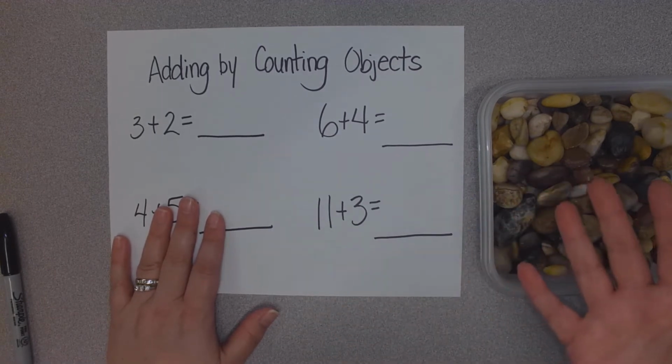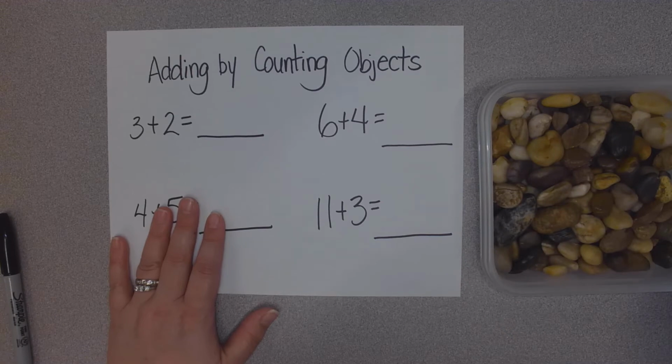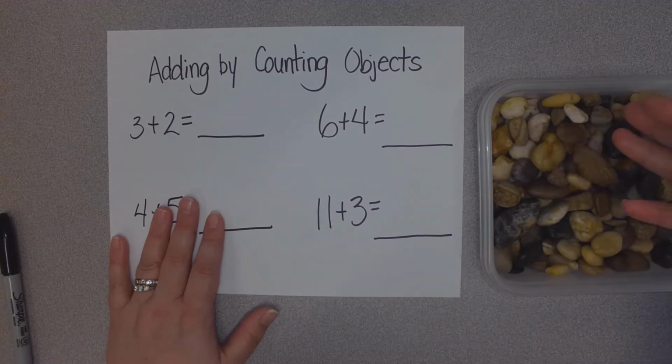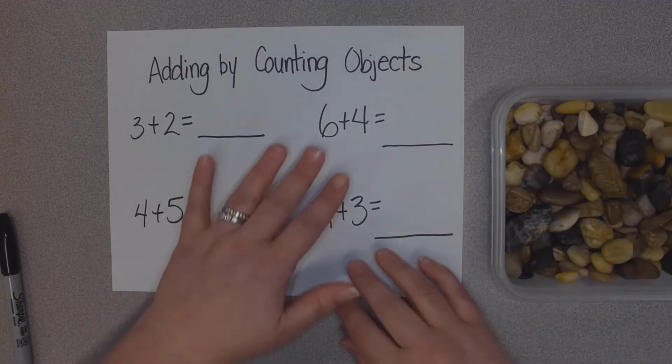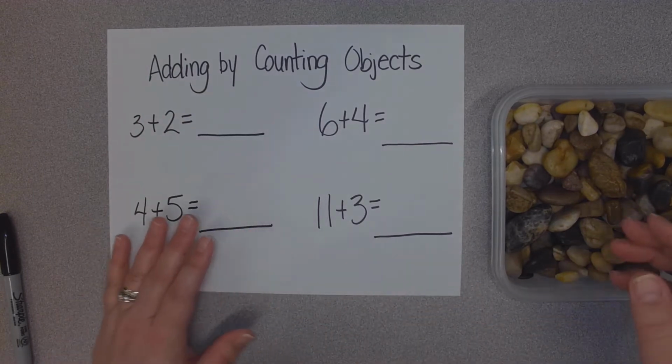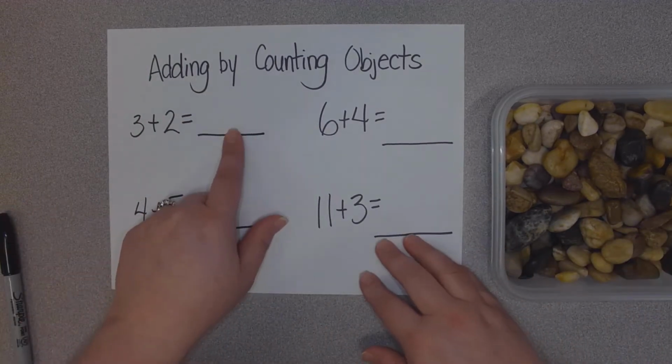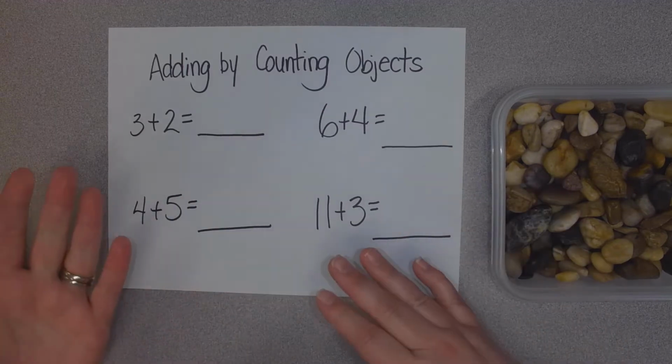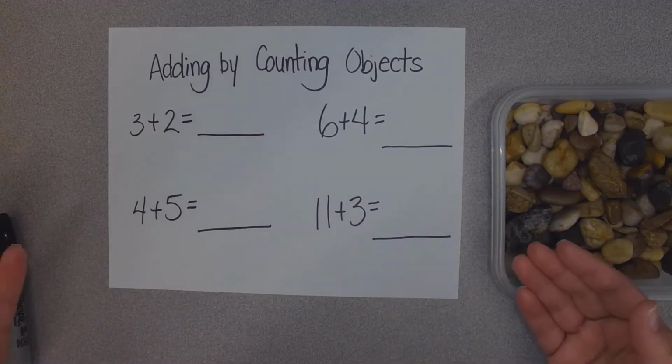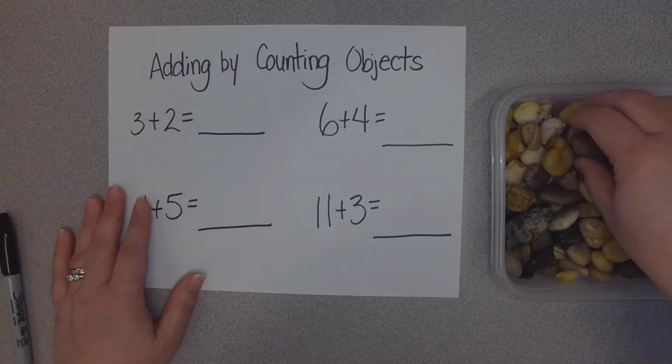Now, when you're counting objects, you can use anything that you've got around the house. I'm going to use my rock collection here, and I'm going to build and count so that I can figure out what my answer is over here. Adding by counting objects is an earlier strategy as well. Not the most efficient, however, we're going to just review it.